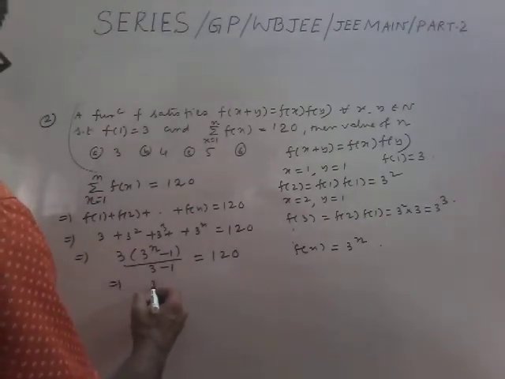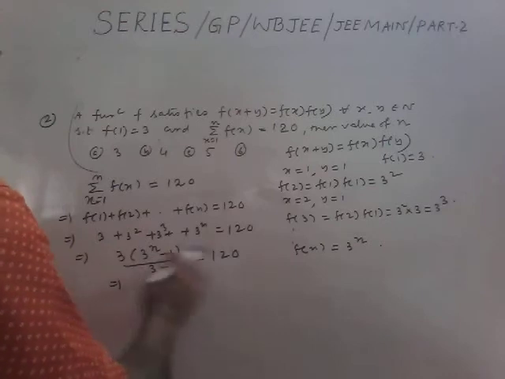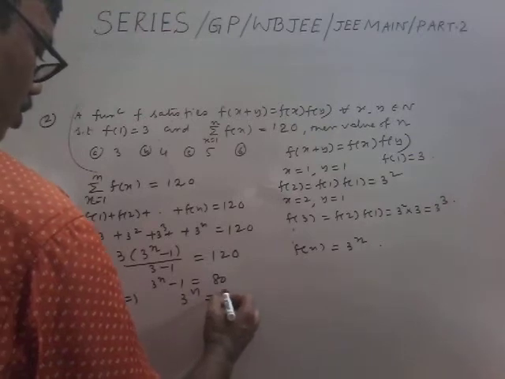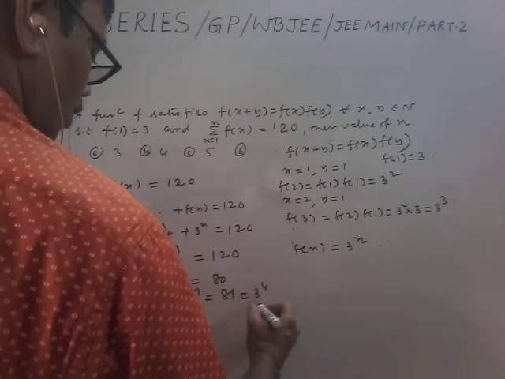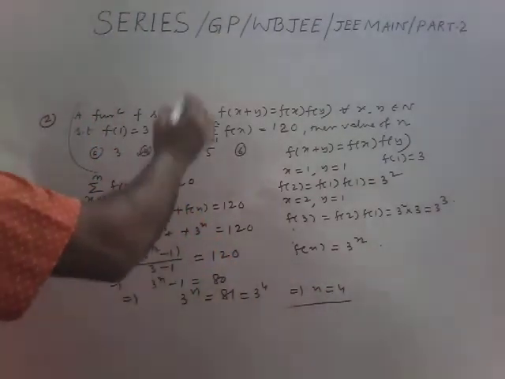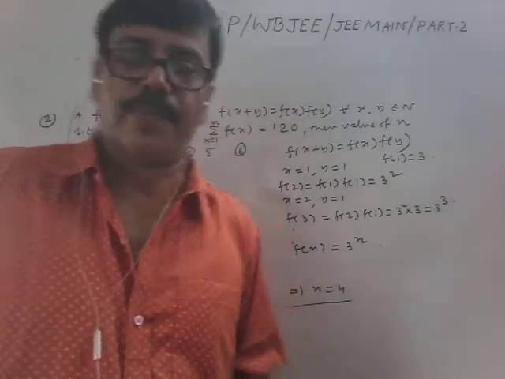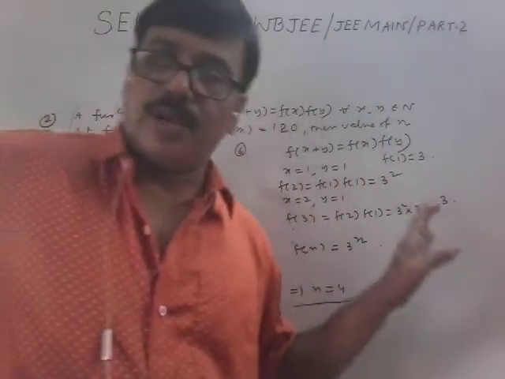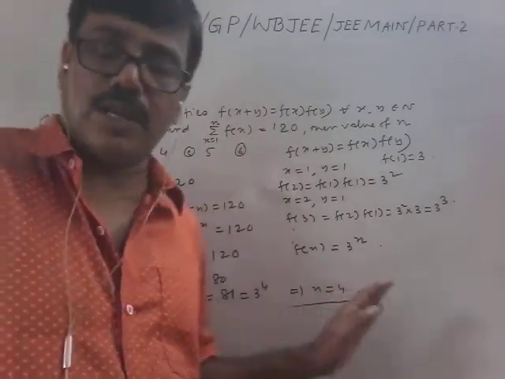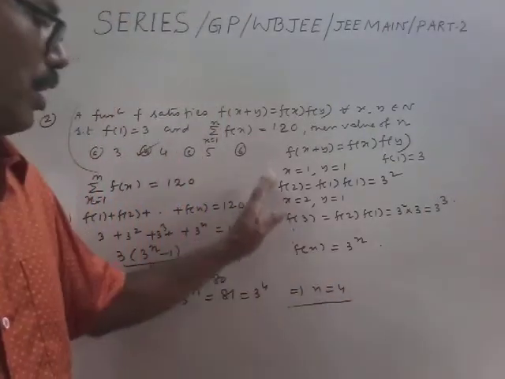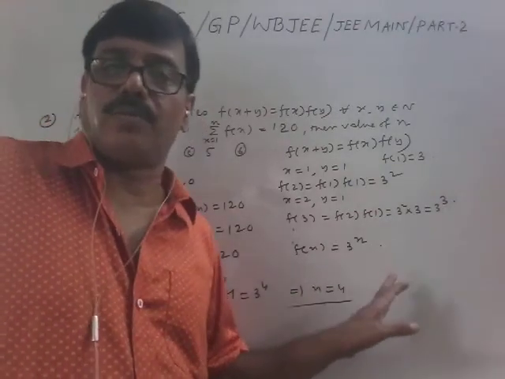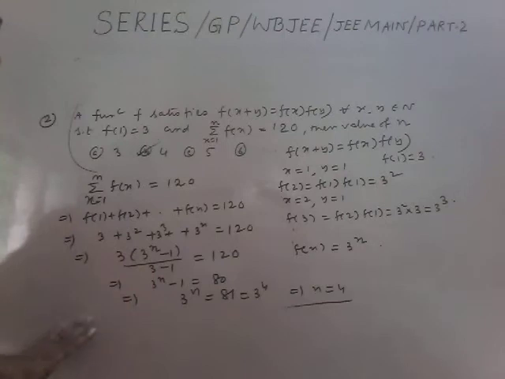So look, 3 to the power n minus 1 is 40 into 2, this is 80. So what is 3 to the power n? It equals 81, 3 to the power 4. So this implies n equals 4. So B is the possible answer. So a functional relation is given, f1 is given. From this we can find f1, f2, f3. Then using the induction method we find fn. Now we know the form of fx or fn, put the values and find n.